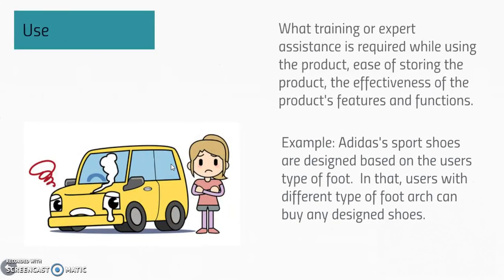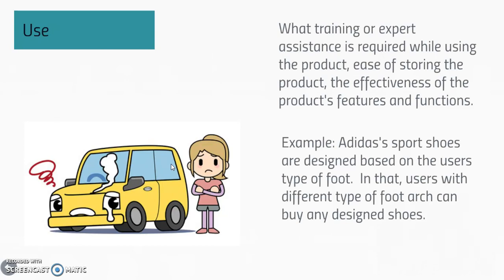Next is use. Use is what training or expert assistance is required while using the product, ease of storing the product, the effectiveness of the product's features and functions. Just like Adidas, one of the biggest sport brands, they design their sport shoes based on the type of user's foot.